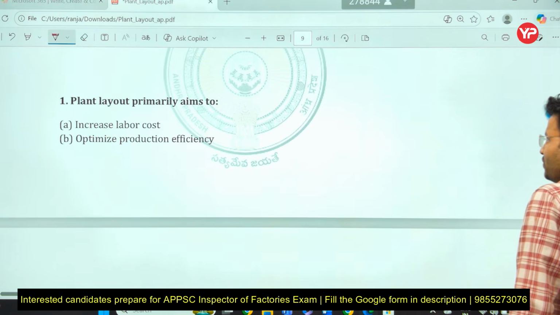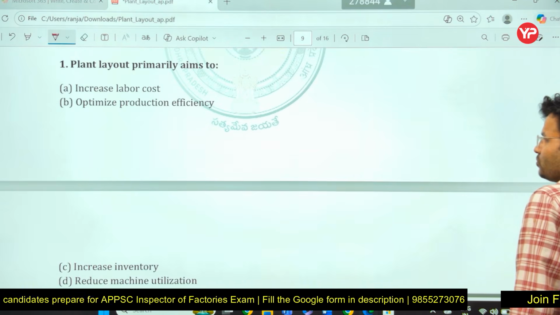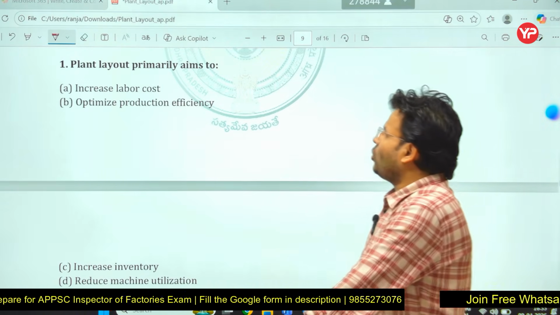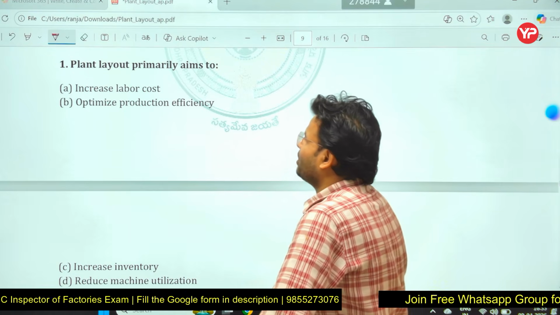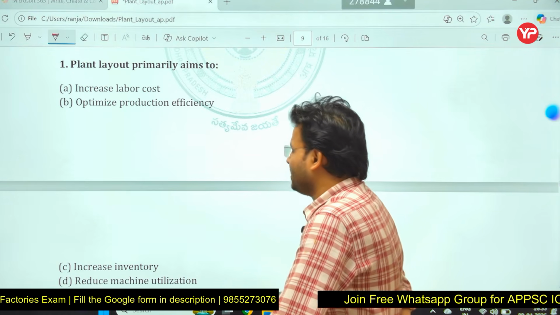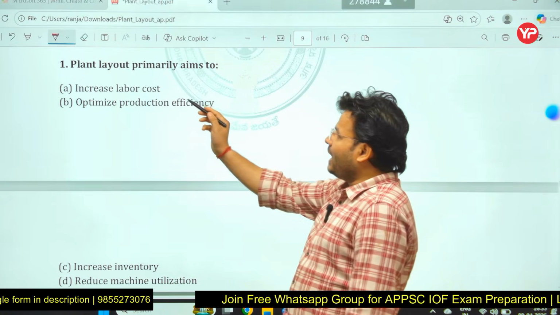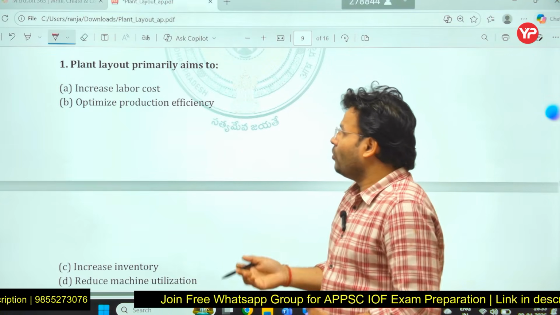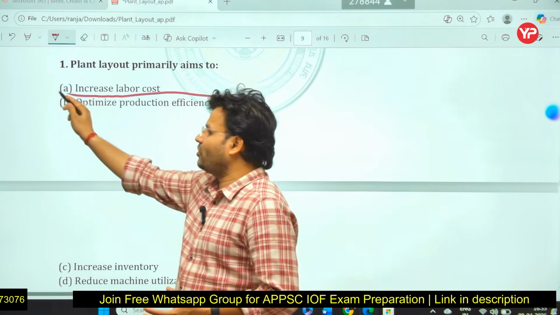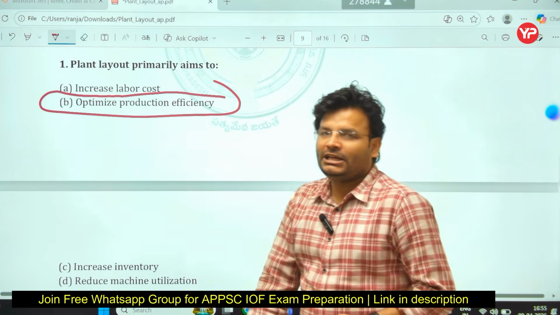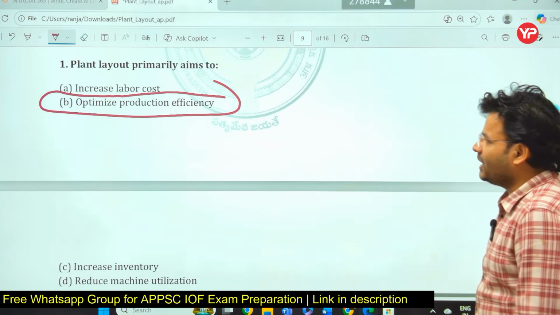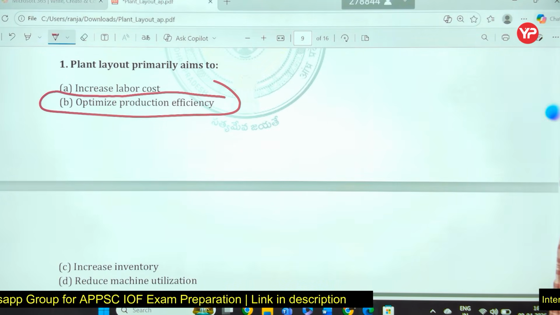Okay, that is the first question. I think you are able to answer that question. Plant layout primarily aims to increase labor cost, optimize production efficiency, increase inventory, or reduce machine utilization. Obviously, what is the primary aim of plant layout? To optimize production efficiency. According to the given options, we can say B will be the right answer, optimize production efficiency.